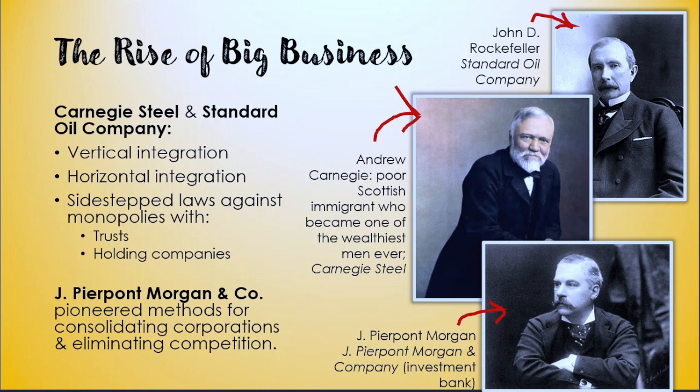Now, there were laws in place to prevent monopolies, right? So those laws were already there. So to sidestep those laws, they created trusts and eventually holding companies. And J. Pierpont Morgan and Company was an investment bank owned by J. Pierpont Morgan that pioneered methods for doing just that, right? He pioneered methods for sidestepping those monopoly laws, so for consolidating corporations and eliminating competition.